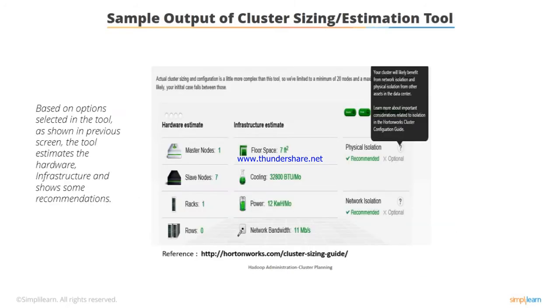This is a sample output from the tool, based on the options selected on the previous screen. The tool shows the hardware, infrastructure estimates, and provides recommendations such as physical or network isolation that may benefit the cluster. Actual cluster sizing and configuration is a much more complex process than represented in the tool. However, this gives an idea of the factors that may affect the estimates in cluster sizing.